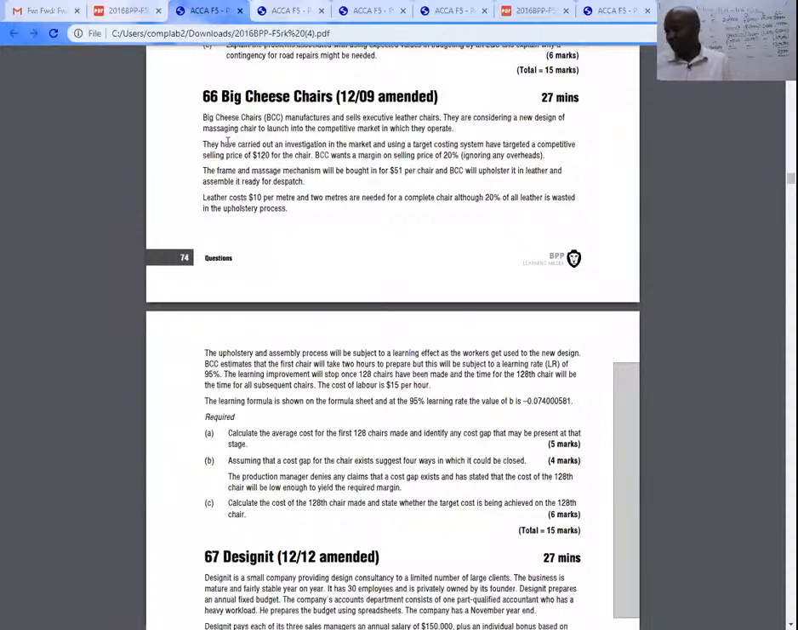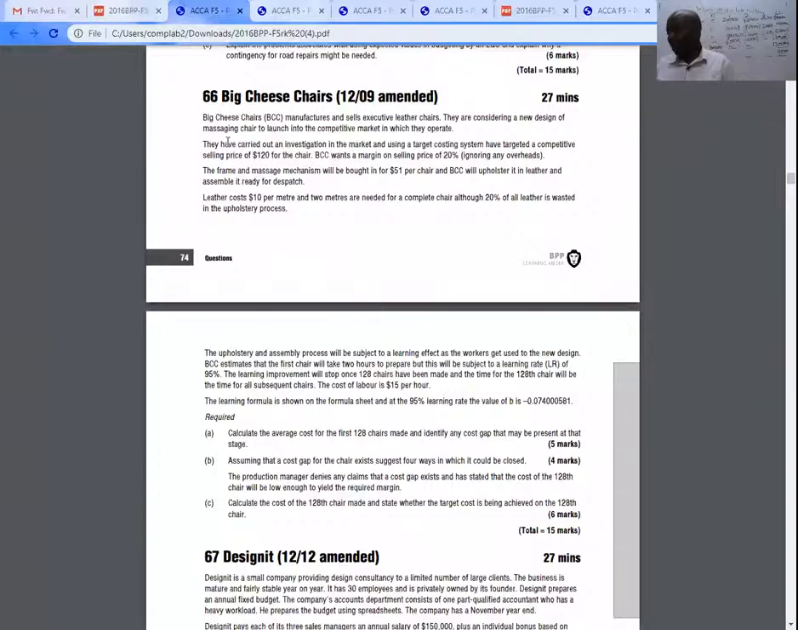So they want us to calculate the average cost for the first 128 chairs made and identify any cost gap that may be present at that stage. B, assuming that a cost gap for the chair exists, suggest 4 ways in which it could be closed. How do we close a cost gap? Alternative raw materials, alternative labor, try to reduce the overheads, etc. C, calculate the cost of the 128th chair made and state whether the target cost is being achieved on the 128th chair.